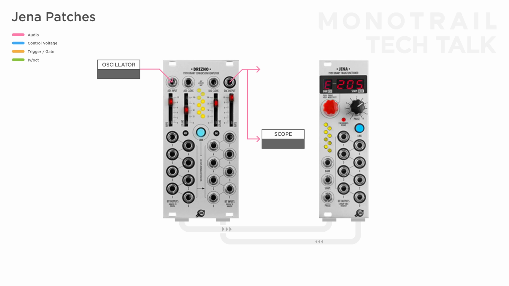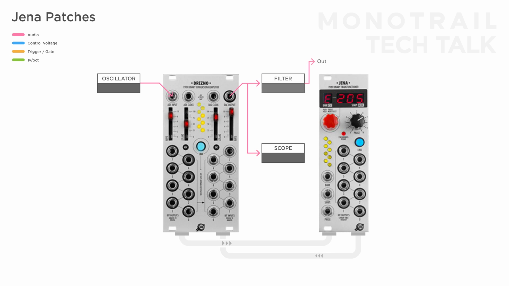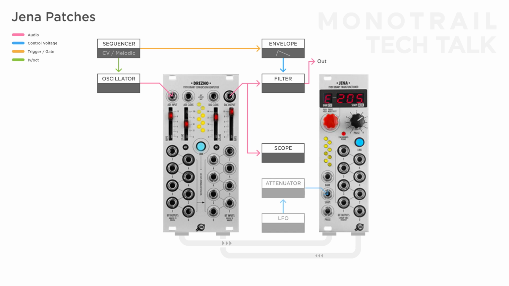Of course, there are lots of ways you can get nice results out of wavetables. Here is just an example of a more complete patch. The output of Drezno is sent to a filter modulated with an envelope. A sequencer is tuning the oscillator and triggering the envelope. This creates a fairly basic voice. An attenuated LFO is used to modulate the shape input of Jena, automating the wave morphing.